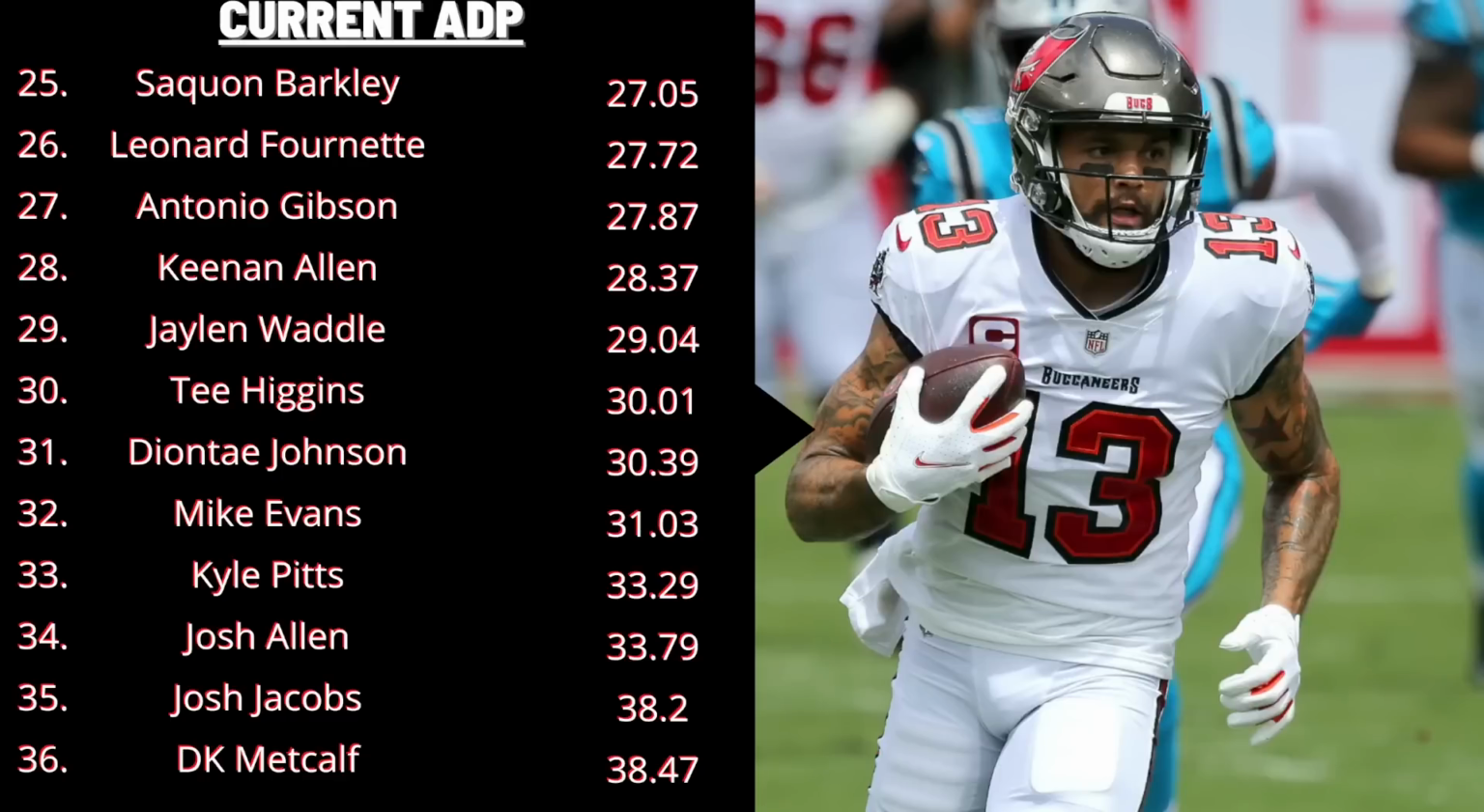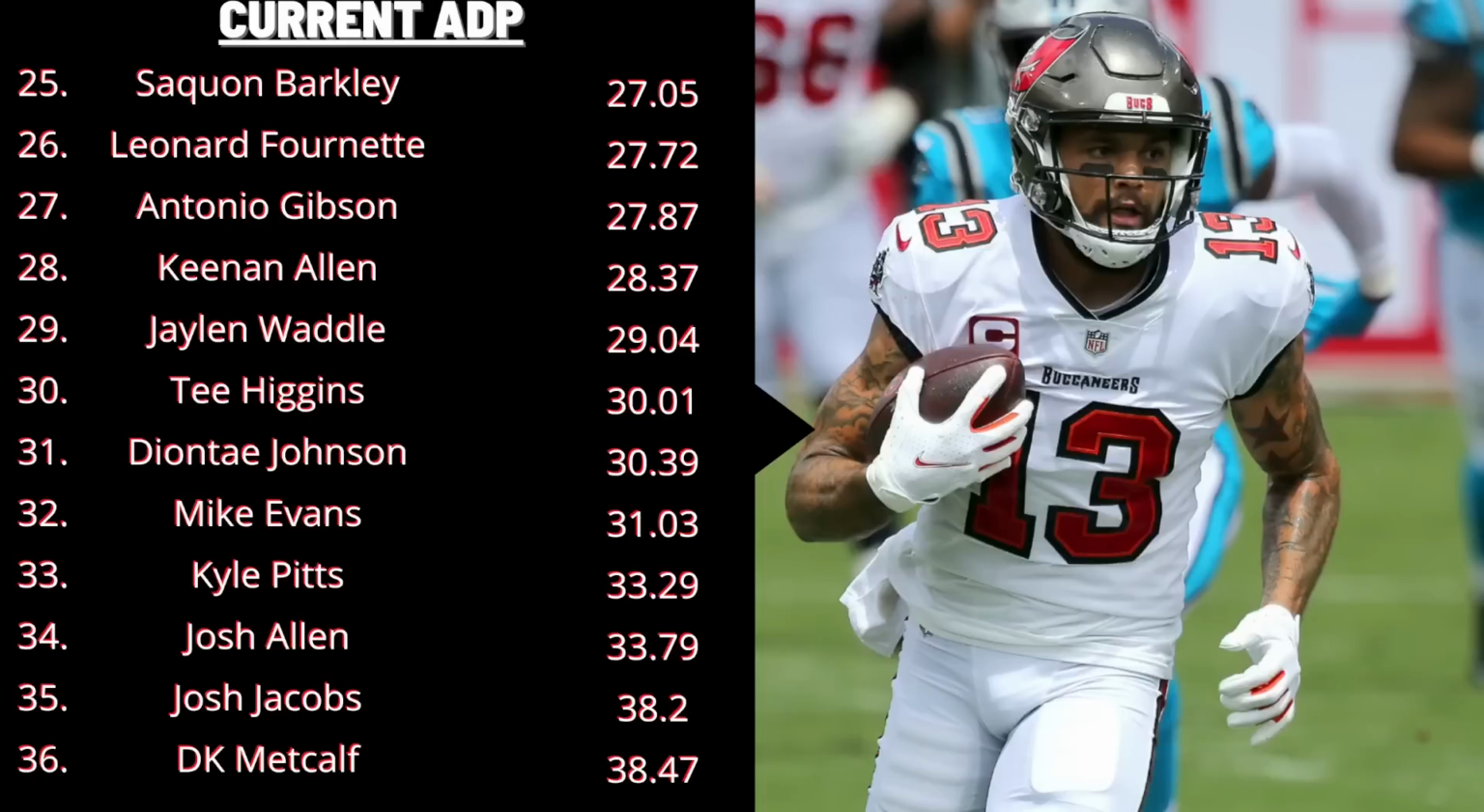Keenan Allen at number 28. Keenan Allen, again, safe bet at wide receiver. We know he's one of the best route runners in the league. We know Justin Herbert will get him the ball on a consistent basis. Might not have as much upside as Mike Williams, but Keenan Allen is going to be very, very safe, like he is every year.